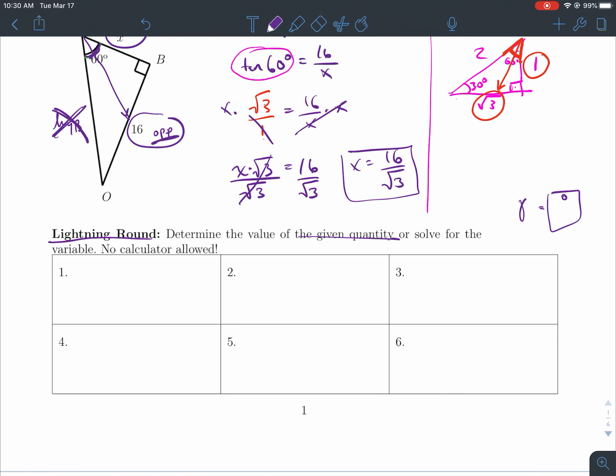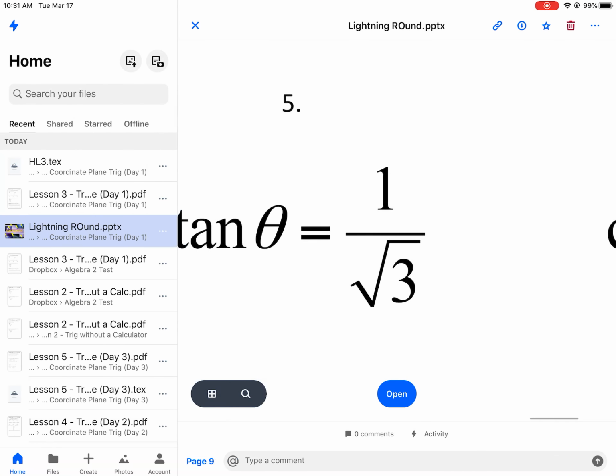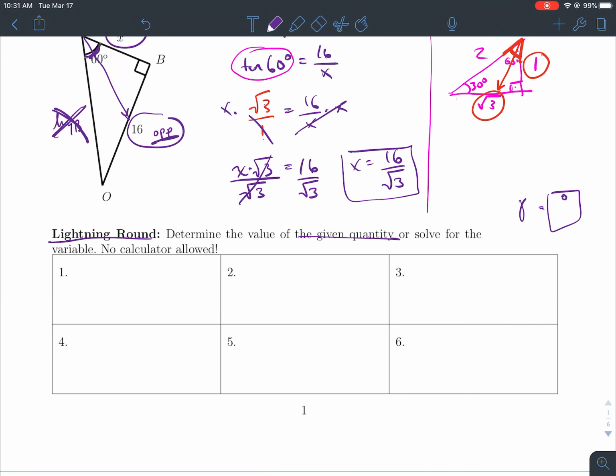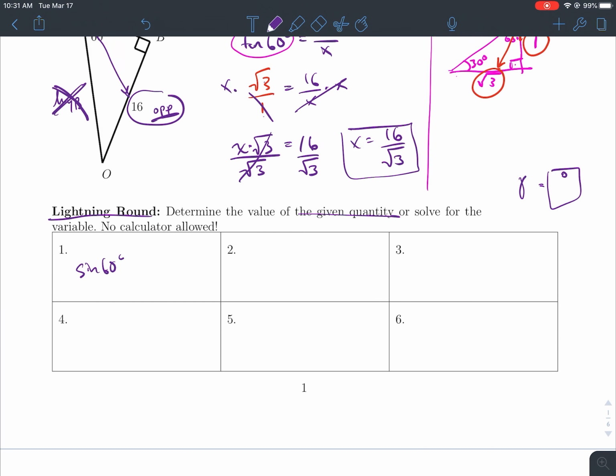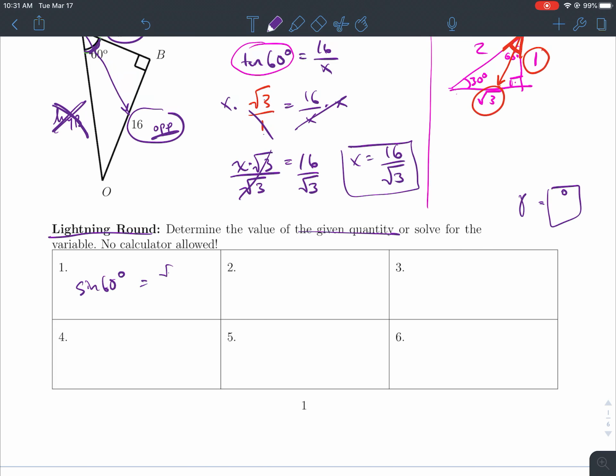Okay, so let's go back to the lightning round here. I don't have the problem, so I'm just going to have to do a quick little back and forth here just to memorize them. Alright, so it was sine 60. So sine 60 degrees, we go to our reference triangle, and that's going to be opposite over hypotenuse, √3/2.